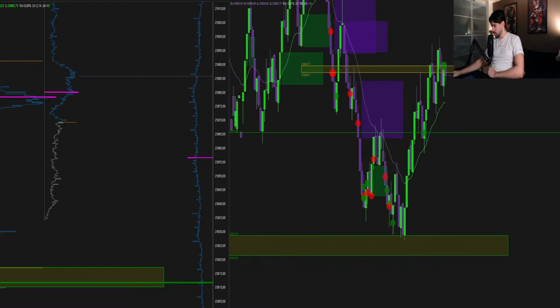What can I use? Remember what Fabio said about the double distribution profile. It's like having two POCs. So we tested the previous day's high volume node.